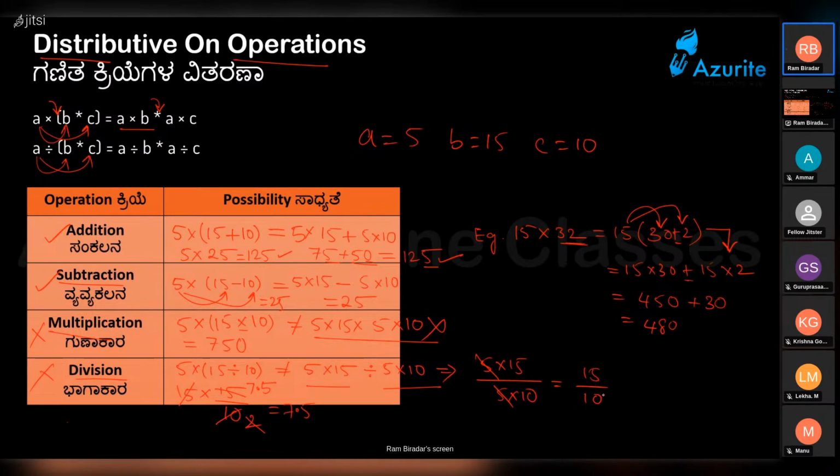If you cancel the 0, it will be 1.5 as the answer. So here the answer is 7.5 and here it is 1.5. So we cannot distribute. We have to directly divide in multiplication and division. We can only use it in addition and subtraction. Understood? Yes.